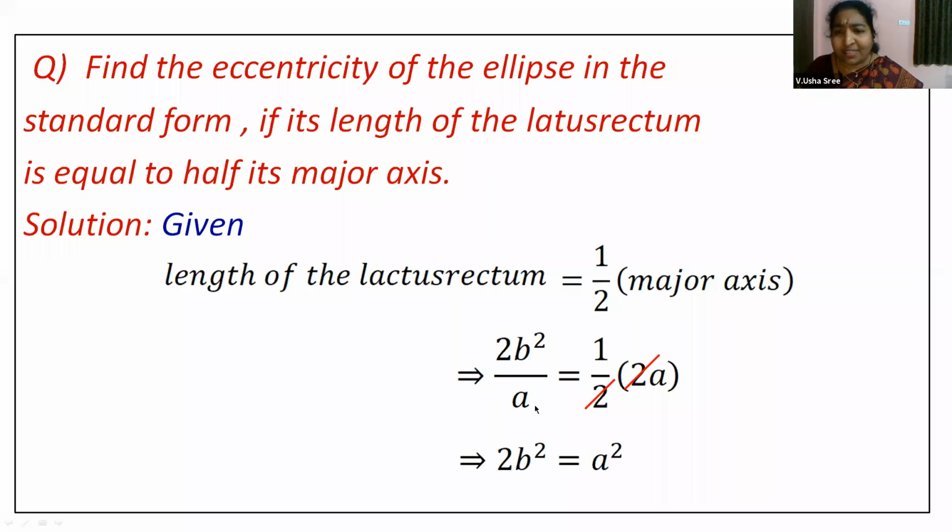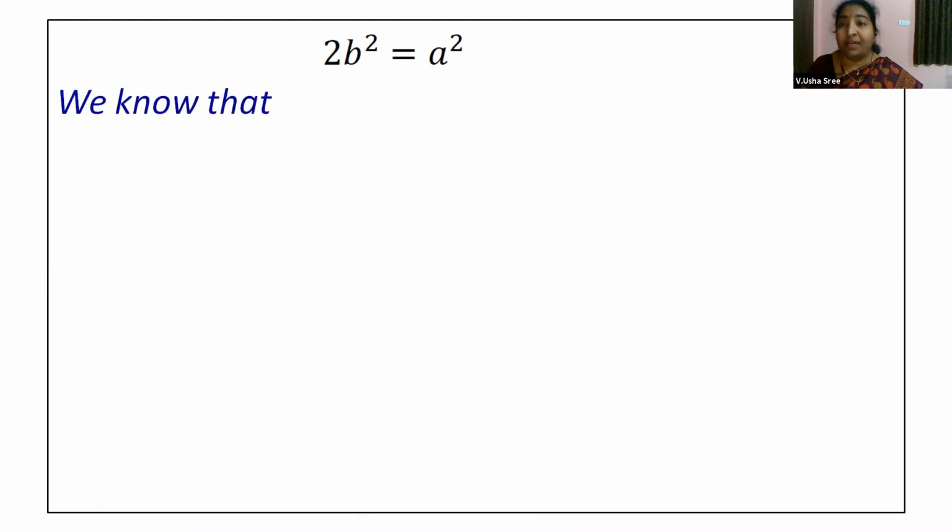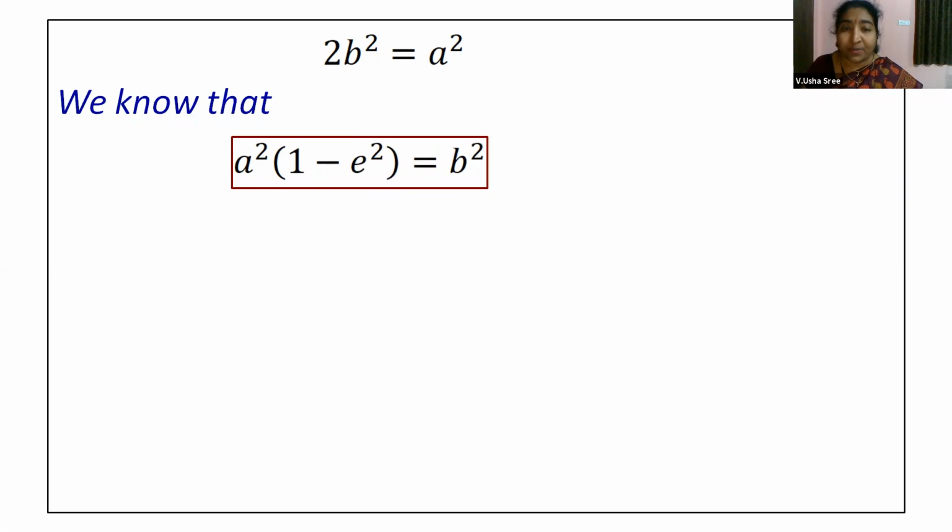Now what did we do in this, children? We have just taken the condition and substituted the formulae, right? What is the length of the latus rectum and what is the major axis? Then we got 2b square is equal to a square. But when we derived the standard form of an ellipse, we saw a formula: a square into 1 minus e square is equal to b square, isn't it? Now, instead of a square in this formula, I can always write it as 2b square.